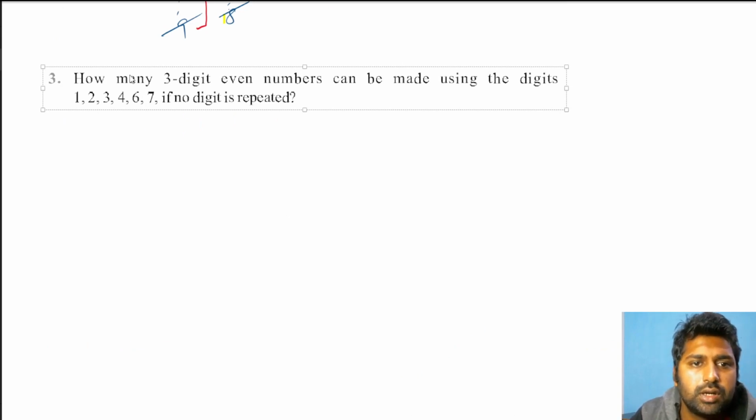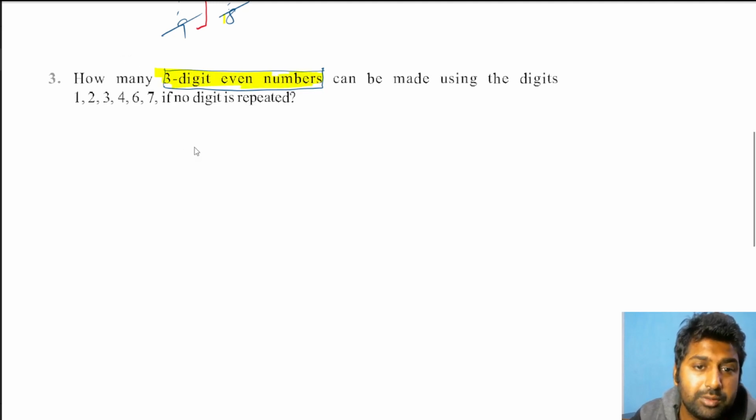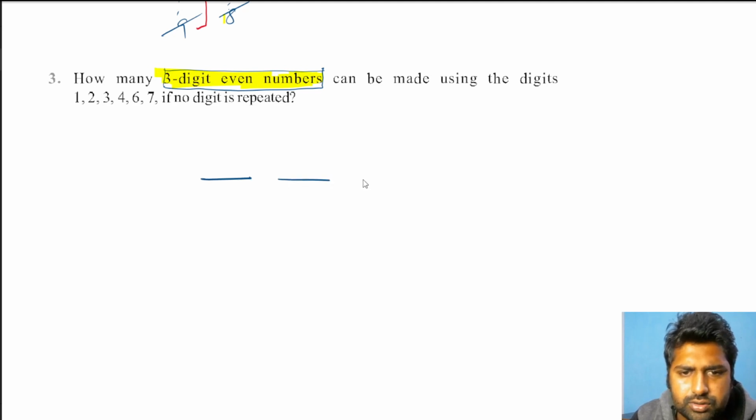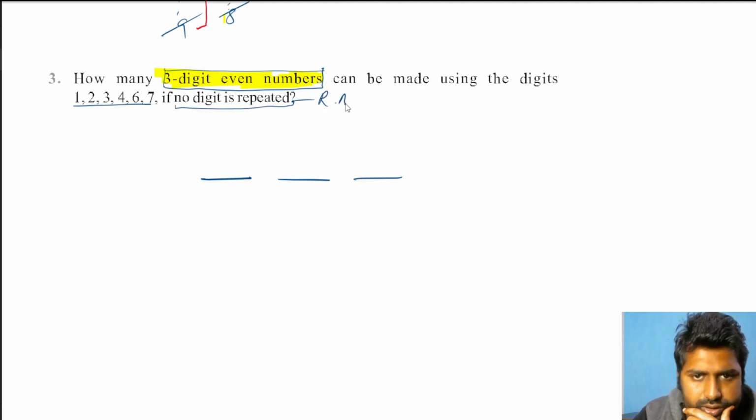Next is saying how many 3-digit even numbers. So now he has put us under the constraint of even numbers also. He's not asking for 3-digit numbers, he's asking for 3-digit even numbers. So first of all, 3-digit number, so 3 dashes, using the digits 1, 2, 3, 4, 5, 6, 7, and no digit is being repeated, so repetition not allowed.